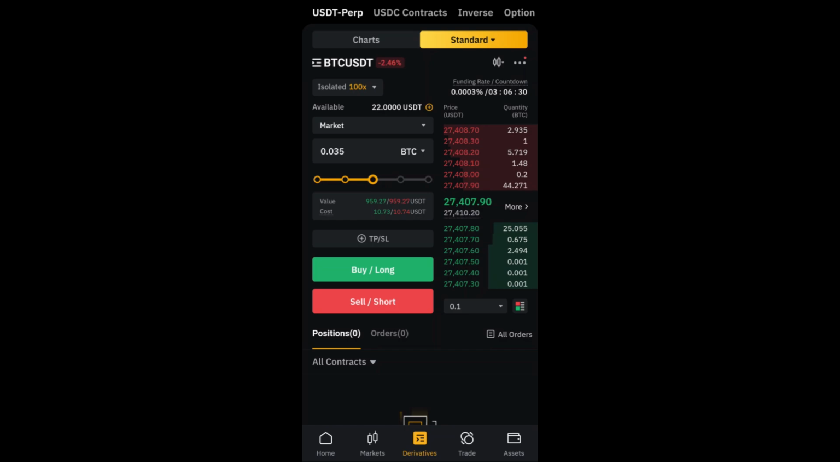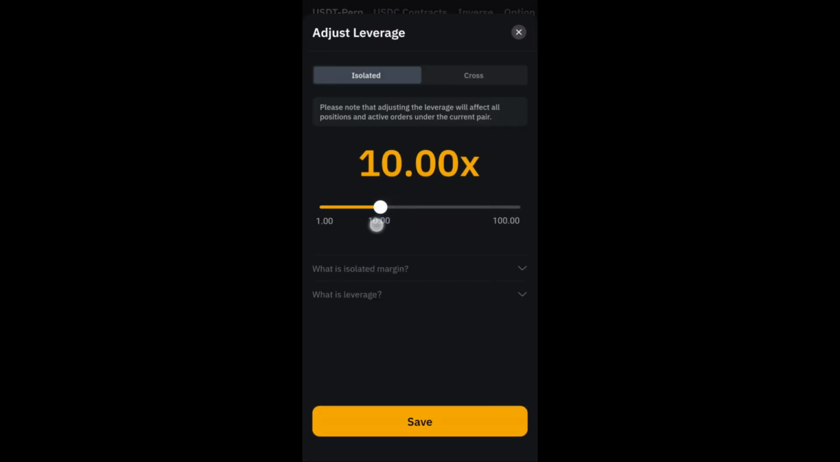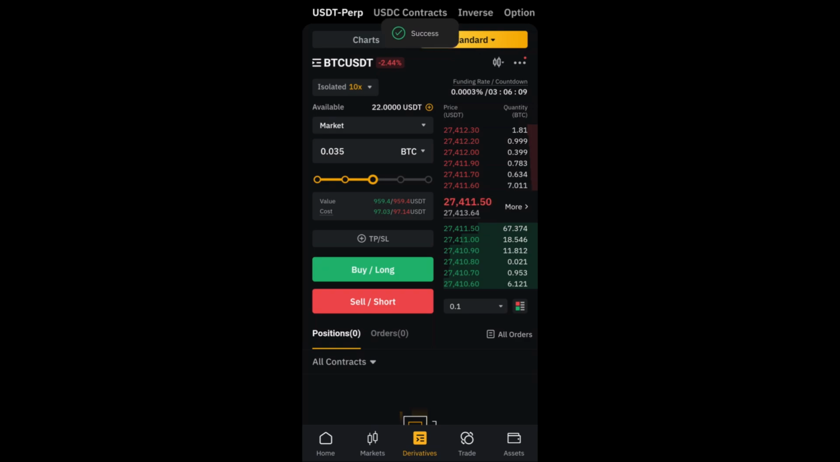Guys, remember that higher leverage comes with higher risk. Just go with 5x to 10x leverage. In case you're confident, then you can go with a maximum of 20x leverage. In case you go more than that, then the chances of your trade getting liquidated will be very high.